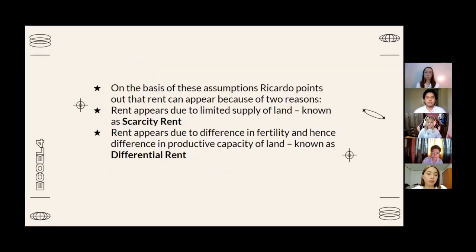On the basis of these assumptions, Ricardo pointed out two reasons why rent appears. First, rent appears due to the limited supply of land. This is known as the scarcity rent. I told you the definition earlier. For example, if all lands are homogeneous, but the demand for land exceeds its supply, the entire land will earn economic rent by virtue of its scarcity. Since there is a scarcity of land, it earns more. Second, rent appears due to differences in fertility, and hence differences in the productive capacity of land. This is known as the differential rent.